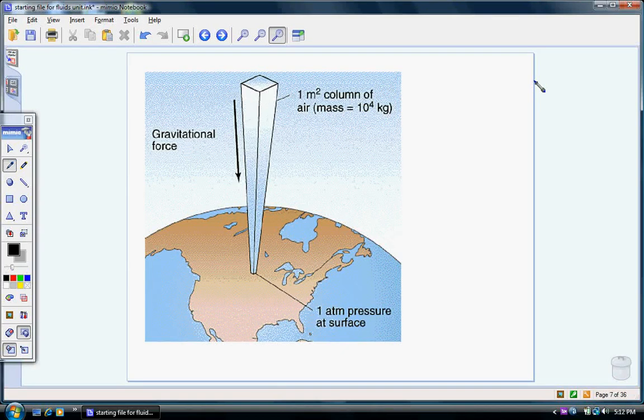Okay, consider this. If you took a 1 meter by 1 meter sliver of the atmosphere, a 1 meter squared column of air from the ground all the way to the top of the atmosphere, how much pressure does the weight of all that air put on the ground below? That's what we want to figure out. First we need to figure out the weight of that air column.